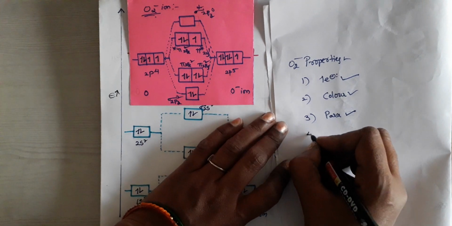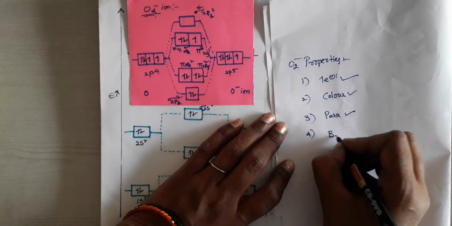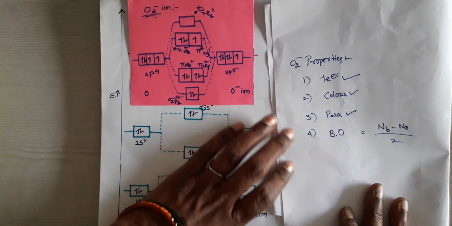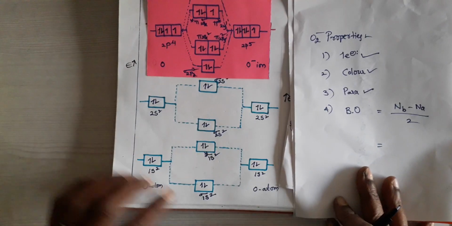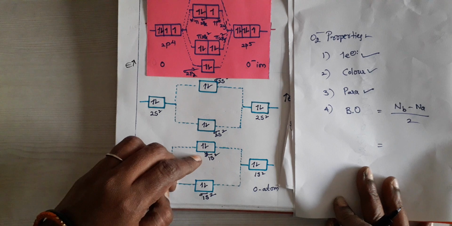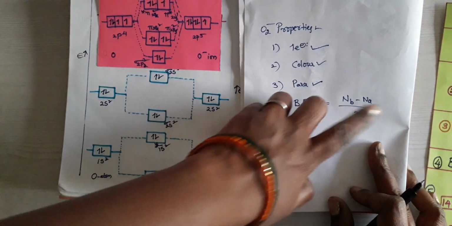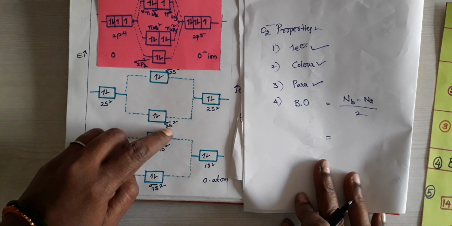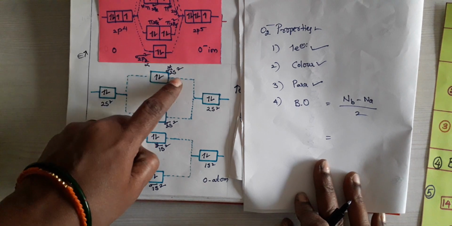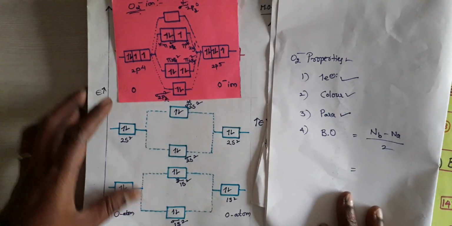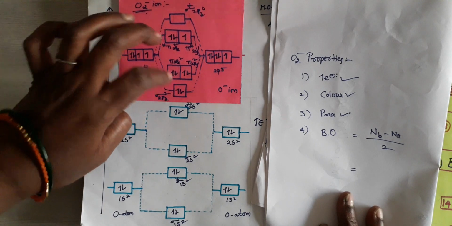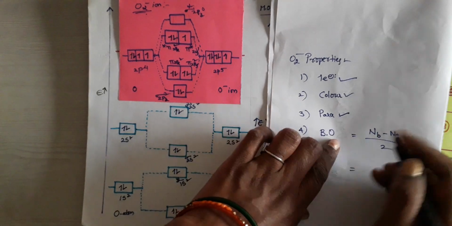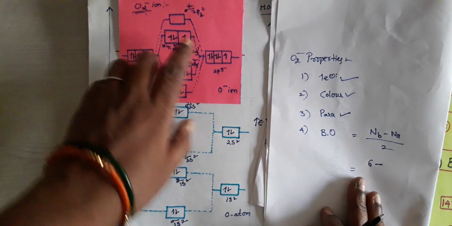Next we have to calculate the bond order, right? Bond order equals Nb minus Na by 2. Here if you see, sigma 1s2, sigma star 1s2. Here what are we doing? Nb minus Na, so both are cancelled. Here also sigma 2s2, sigma star 2s2, both are cancelled. Just here we have to differentiate in these two only. Here how many? 2 plus 2 is 4, 4 plus 2 is 6. Bonding side 6, anti-bonding side 3.